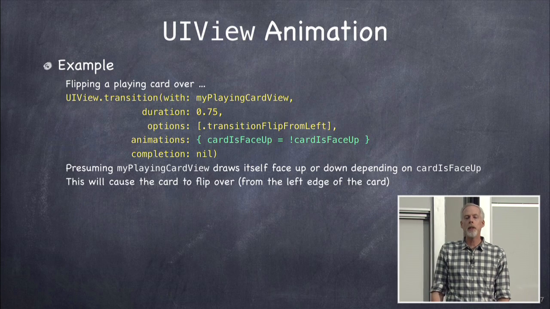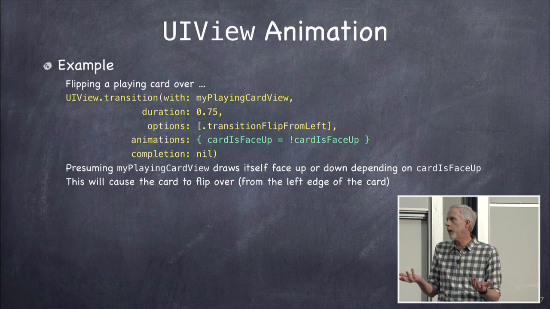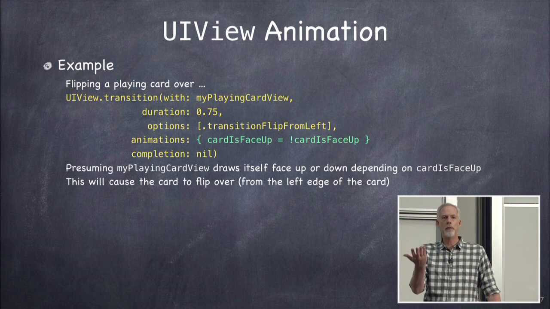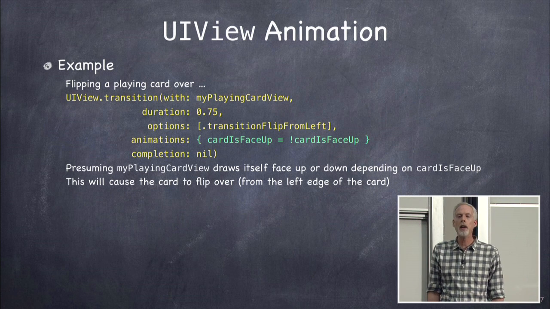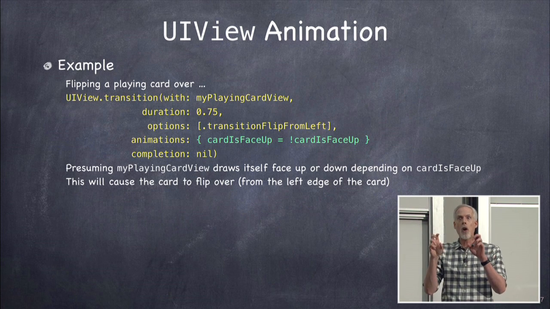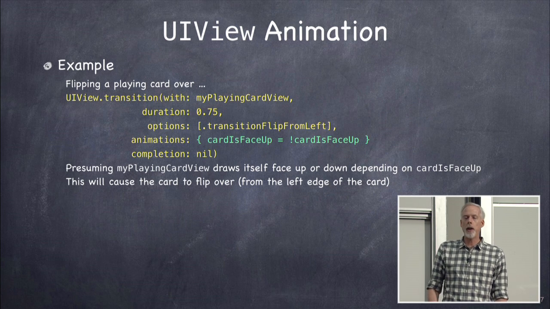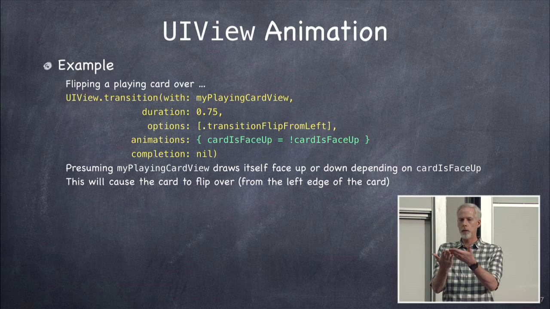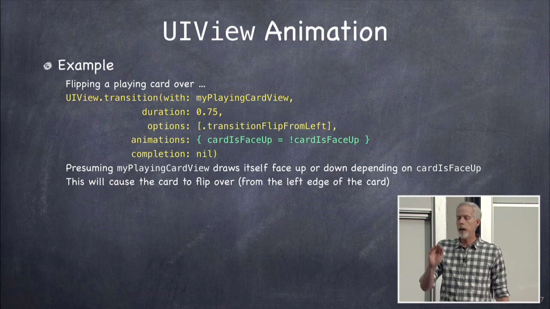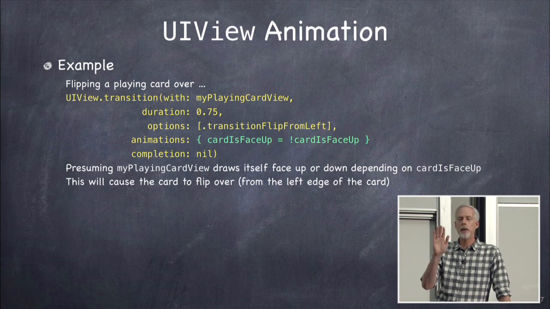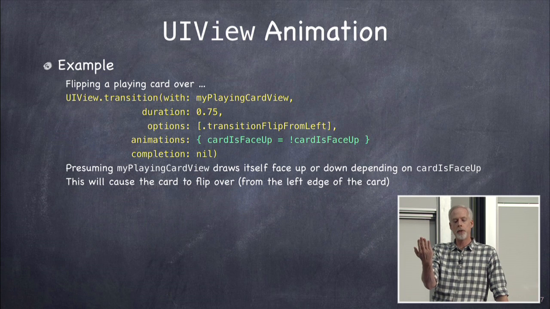So what's an example of this? Let's say I'm making a poker game and I want to show a playing card flipping over. I have a playing card view, and it's got some var on it, card is face up. If card is face up is true, then I get to see the king or the ace of hearts or whatever, and if the card is face down, then I just see the back of the card. So I've got this view in one state or the other, and I want it to flip over and show the other state.